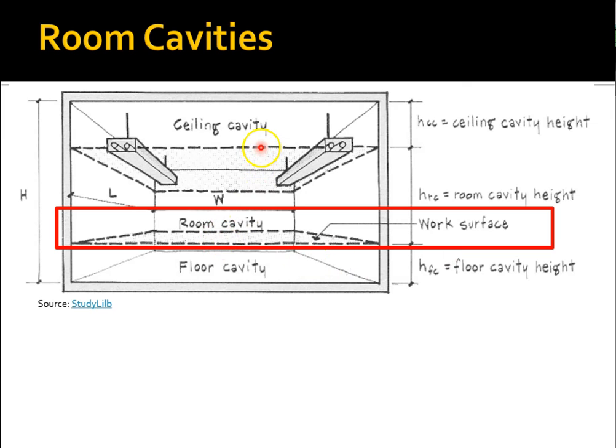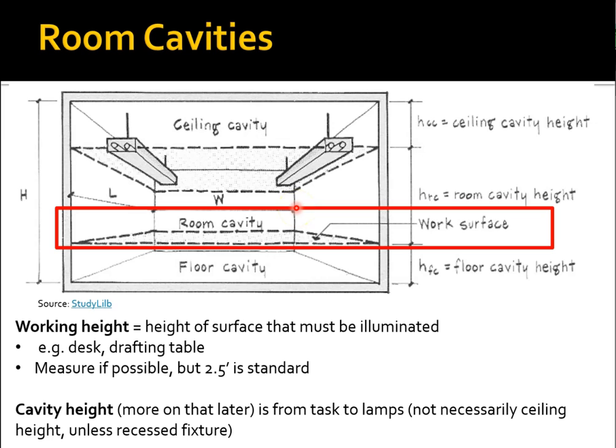And then we have our room cavity height, which is from the task to the bottom of the lamp or the luminaire. It's important to consider the type of luminaire that you're using. We'll get to that in a second. So let's say, first of all, the working height or the task height is the height of the surface that must be illuminated. So how high off the ground is whatever you need to be bright?